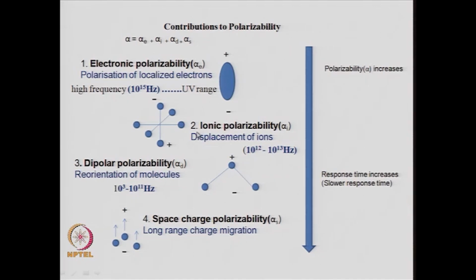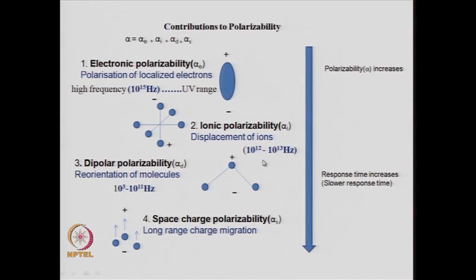If you consider the ions to be moving as a function of the applied electric field, then it is called the ionic polarizability, and that is given by the notation alpha I. And here, in the presence of the field, ions start moving. So, there is a displacement of the ions, and this occurs at a frequency of around 10 to the power 12 to 10 to the power 13 hertz.